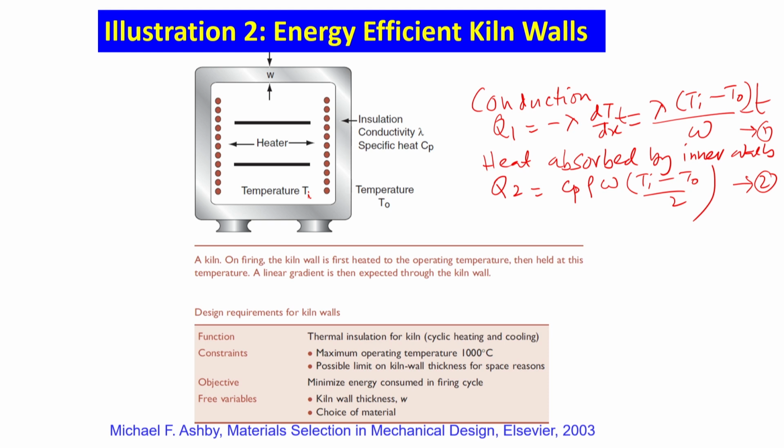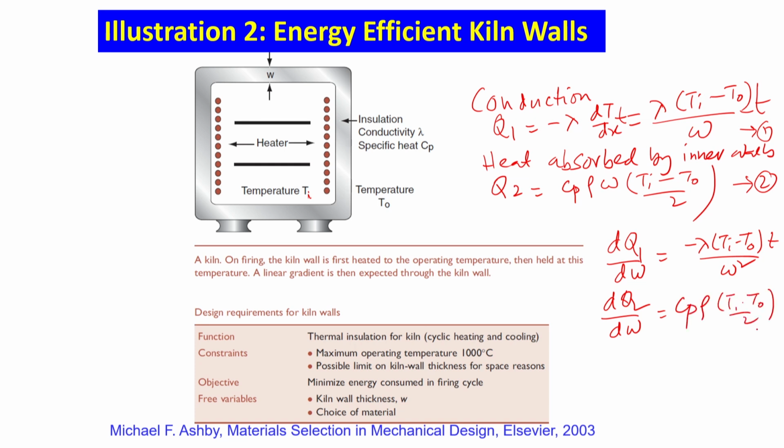How do we minimize the effect of W? First, we can take the first equation and differentiate it with respect to W, then it becomes minus lambda (Ti minus T naught) into t divided by W square. Am I clear? Now, we can take the same thing for Q2, which will be Cp rho (Ti minus T naught) divided by 2.